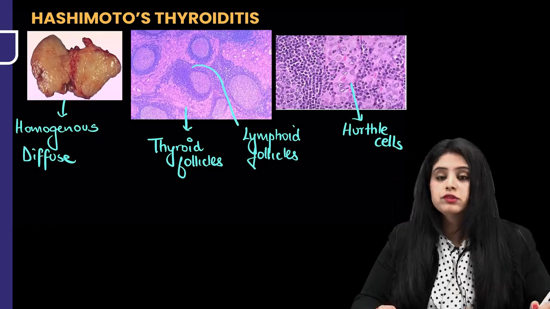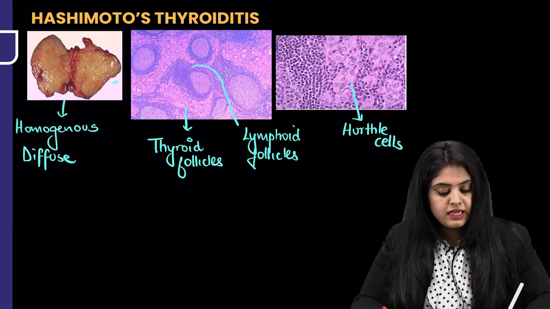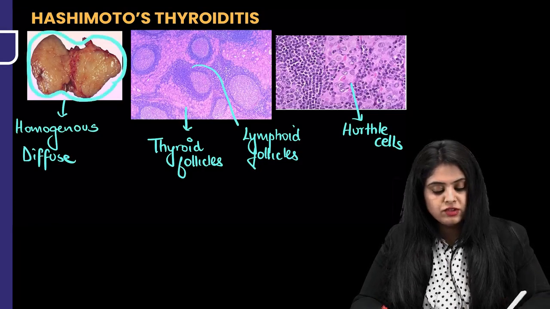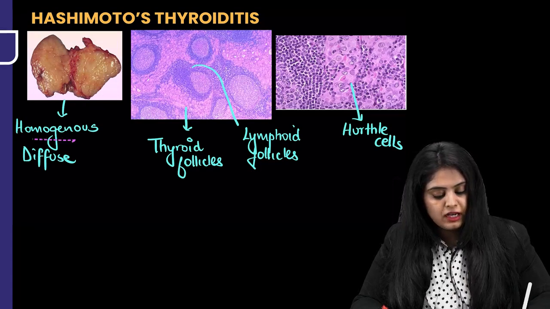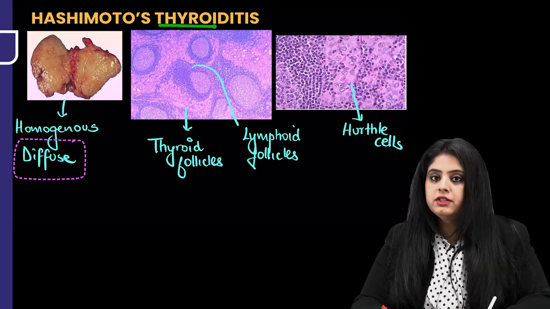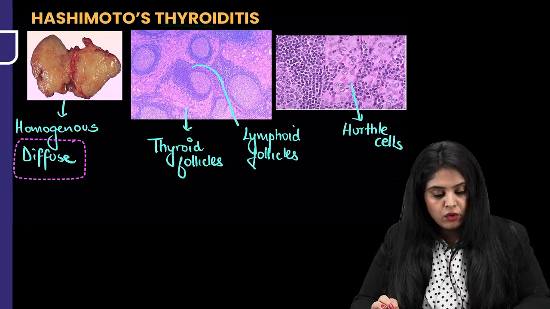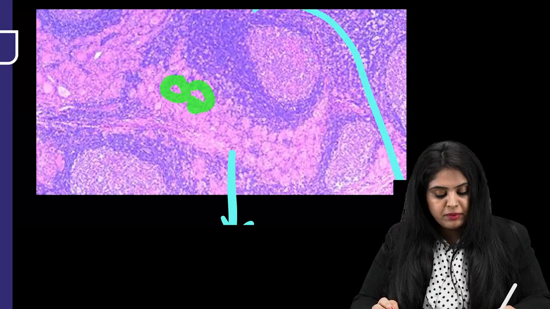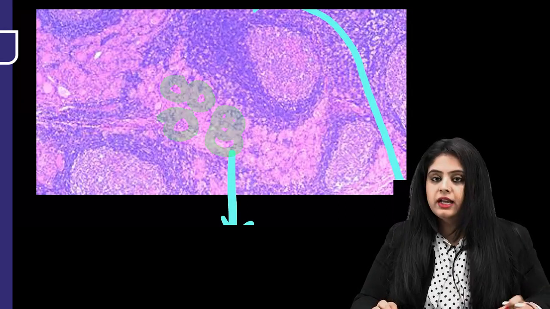This is how Hashimoto's looks. First and foremost, the entire thyroid gland is enlarged. This is going to be a diffuse enlargement that we have over here. After that, you'll ask, can you tell me where the thyroid element is? So I can definitely see all these pink things. All these pink things are going to be what? These are all thyroid follicles.